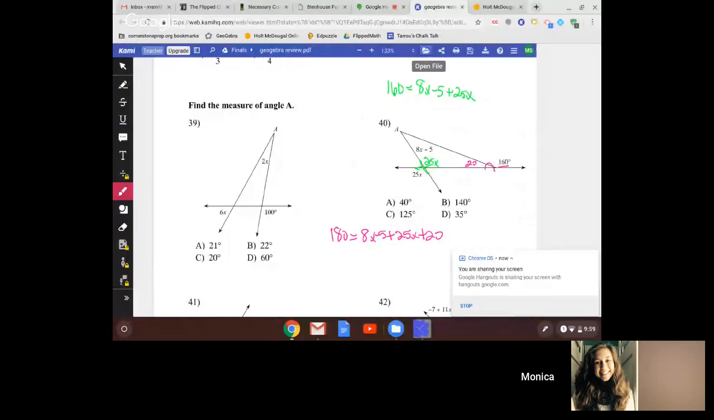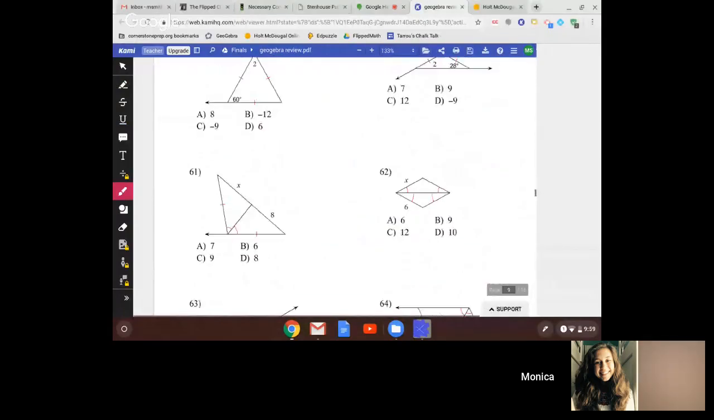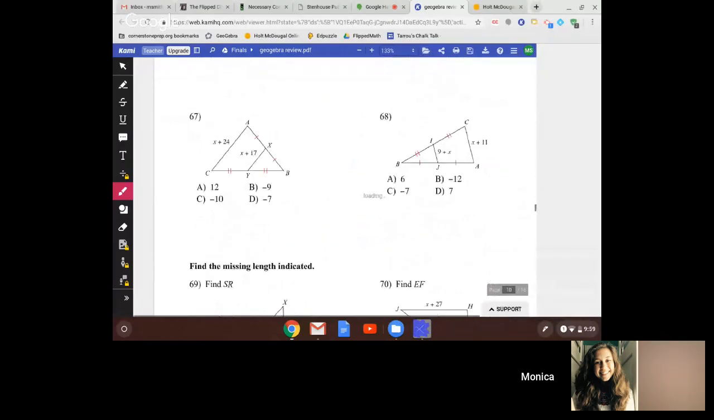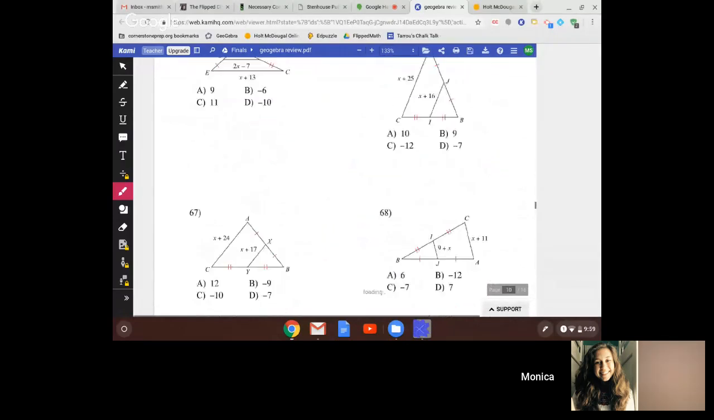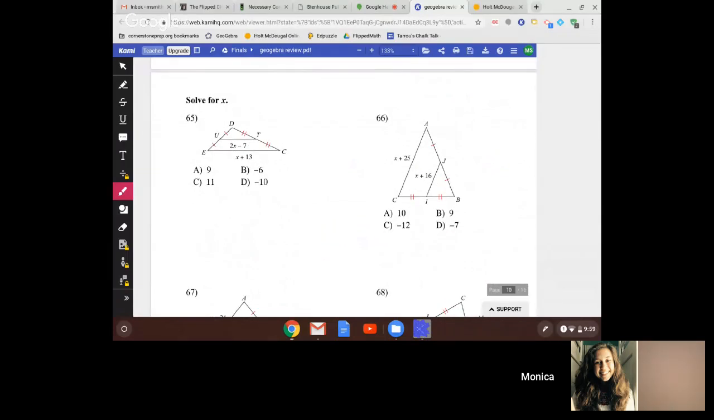Okay, so 65 is from chapter 5, this stuff that we just did. Oh, a little too far. So when we look at 65, we can tell that this here, UT, is a mid-segment of the triangle because we see that it connects the two midpoints of those sides since these two sections are marked congruent.